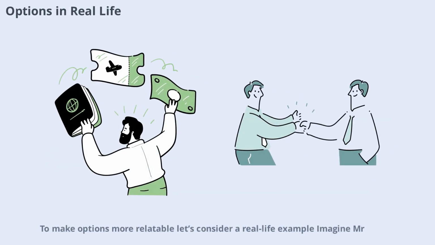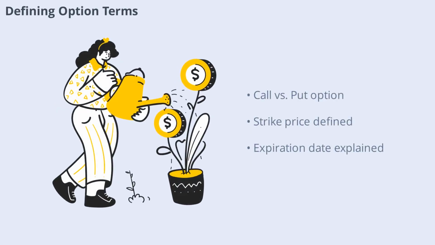To make options more relatable, let's consider a real-life example. Imagine Mr. X wants to buy a piece of land from Mr. Y for Rs 1 million. Mr. X pays a non-refundable fee of Rs 50,000 for the right to buy the land in 3 months. If the land's value rises, Mr. X can buy at the agreed price and profit. If not, he can walk away, losing only the fee. This arrangement mirrors an option contract where the fee is the premium and the right to buy is a call option. Let's break down the key terms from our example.